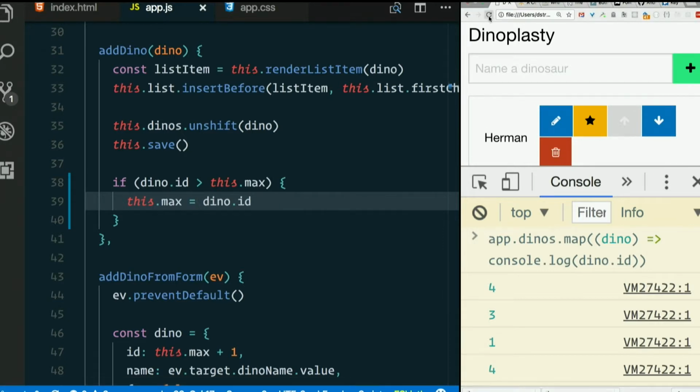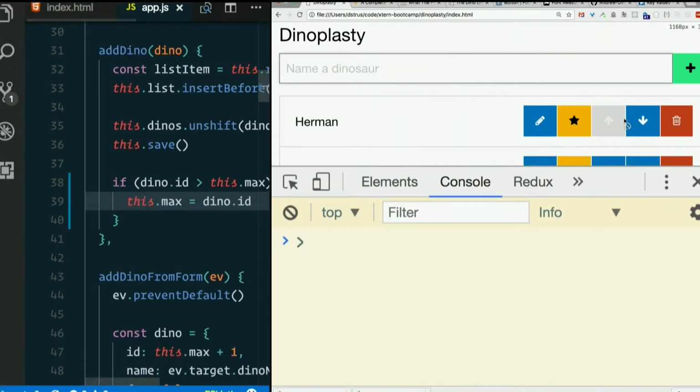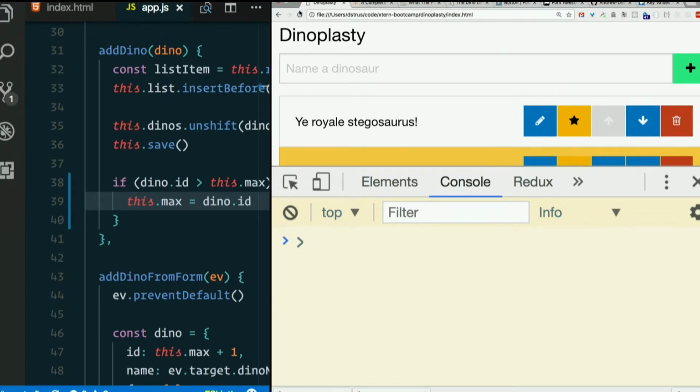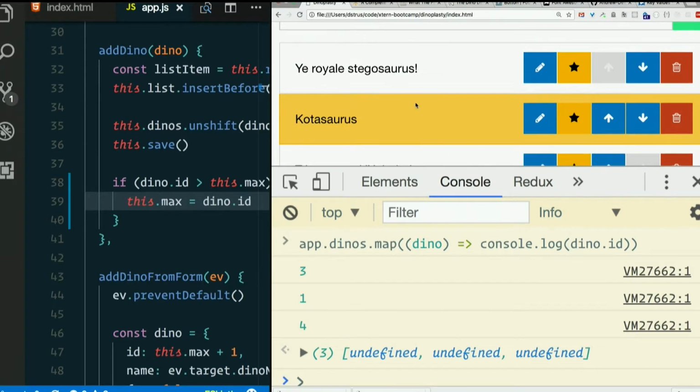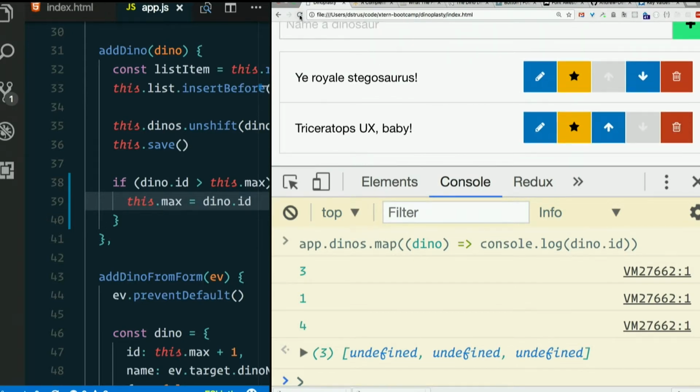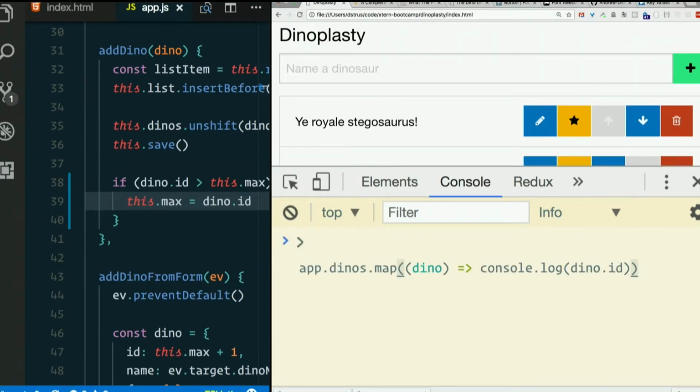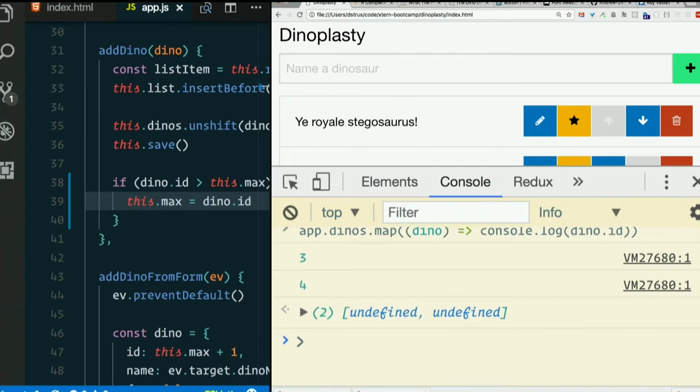So let's refresh again. Let's get rid of this, this bogus one. So the IDs we have right now are, again, 3, 1, 4. Let's get rid of yet another one. Let's get rid of number 1. So we have 3 and 4. Let's add one. What do we have?